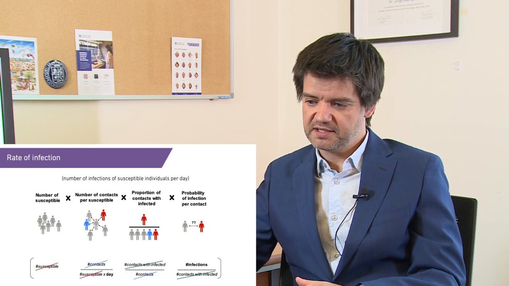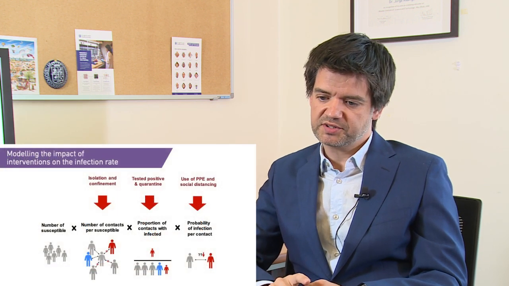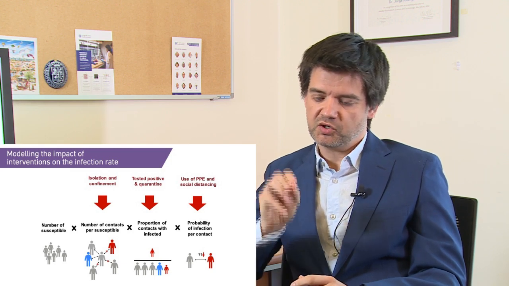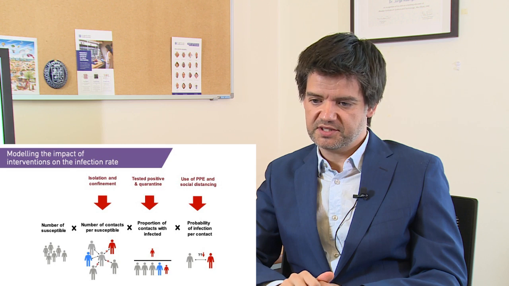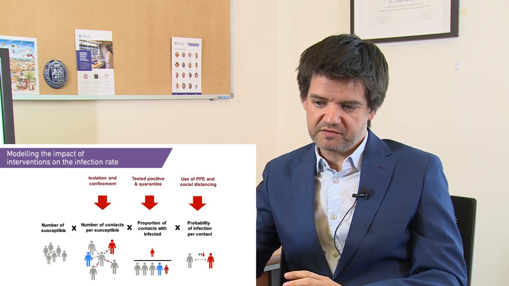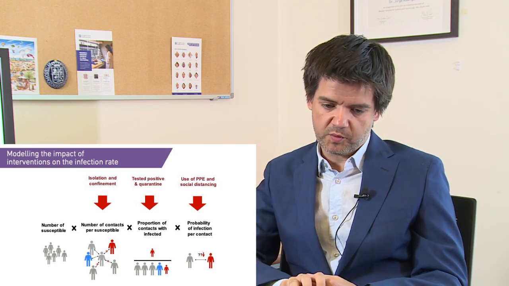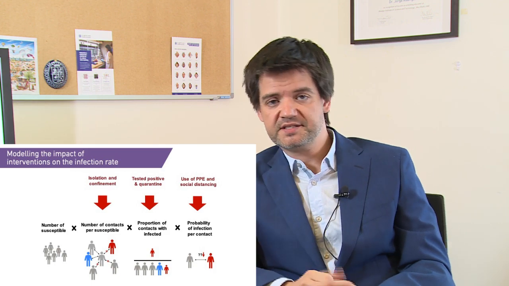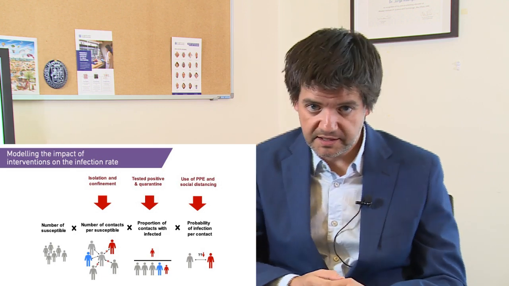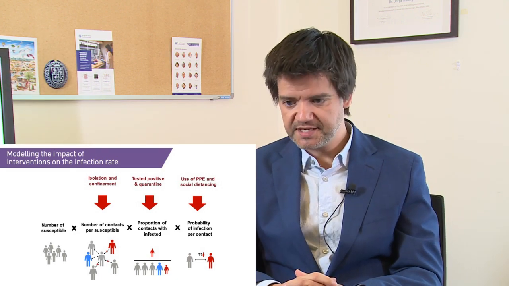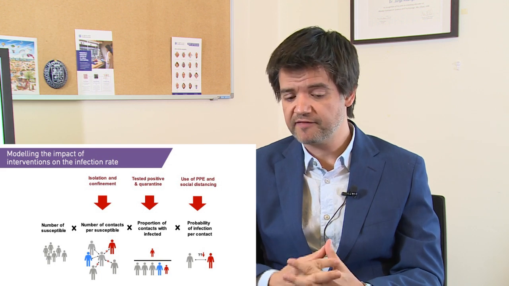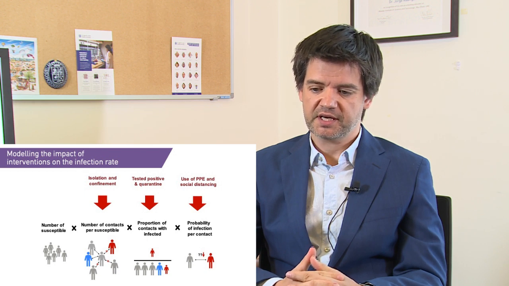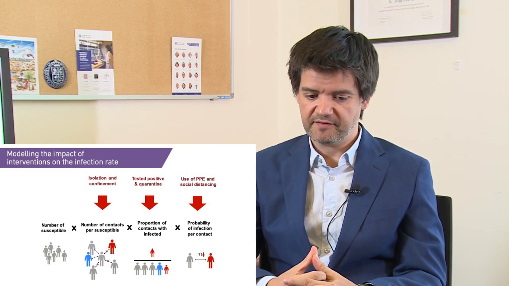So if we look at how we captured these interventions in our model, it is basically by acting on those parameters, right? So in the next slide, you see the three possible interventions that we wanted to describe from the beginning. The first one, the most commonly applied worldwide these days, was the isolation or confinement of the population. That one will act on the number of contacts that an individual can have per day.